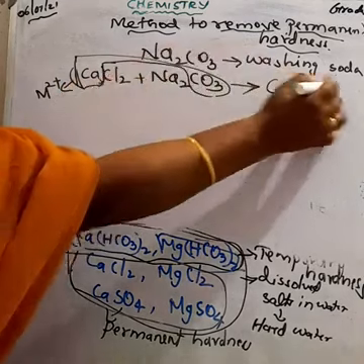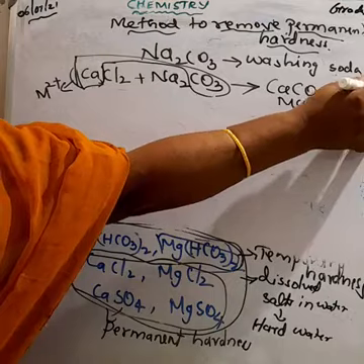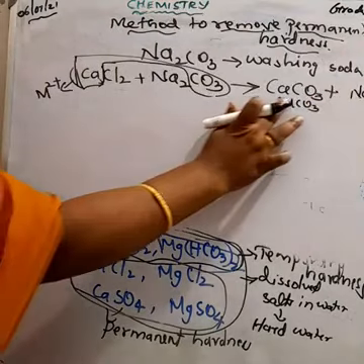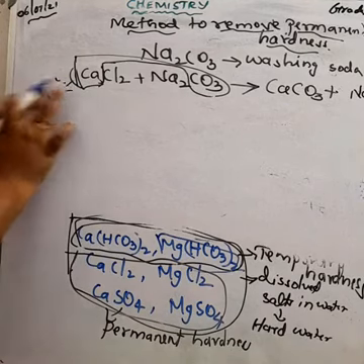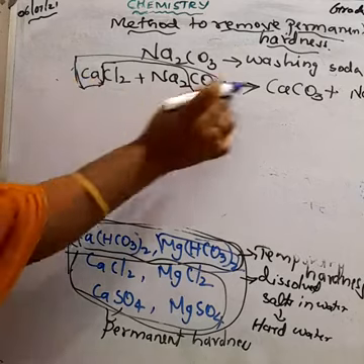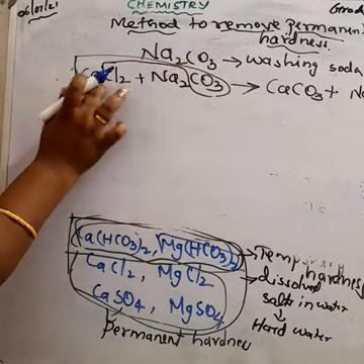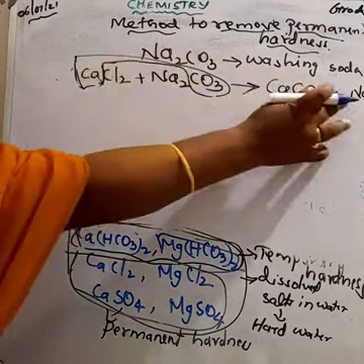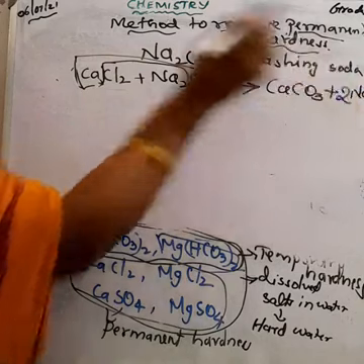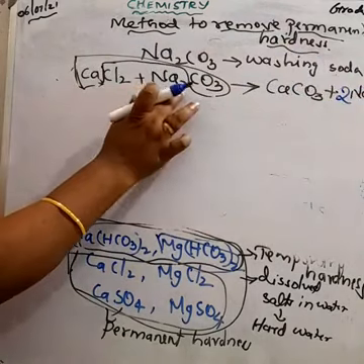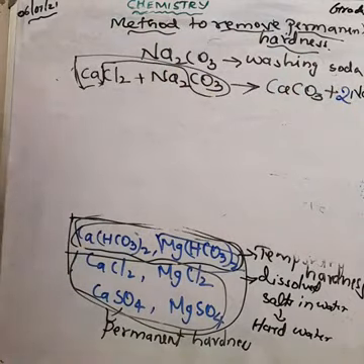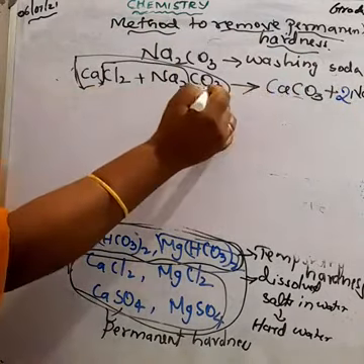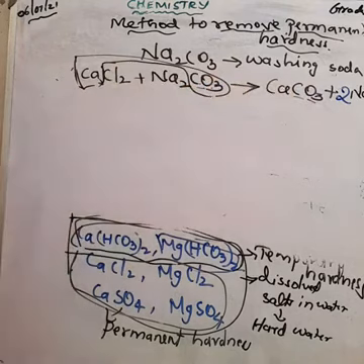What is the formula for sodium chloride? NaCl. Understood? Now we have to balance the equation here. Calcium: only one calcium here, and here also one calcium. Chlorine: two chlorine atoms here, but only one here, so we have to make it two. Sodium: 2 sodium atoms here, also 2 here. Carbon: 1 here, also 1. Oxygen: 3 here, also 3. Now the equation is balanced.